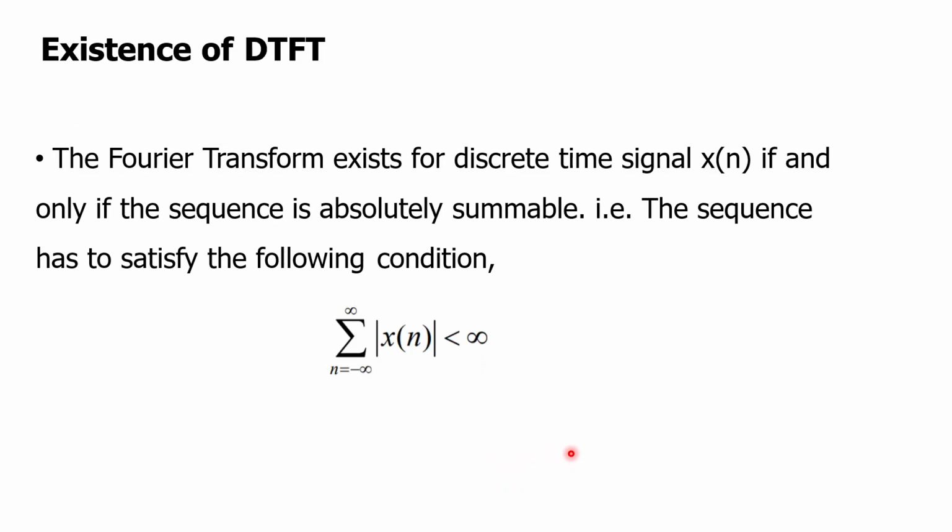So next, existence of DTFT. Likewise for Fourier transform and Laplace transform existence, for DTFT also we are having existence of DTFT. So if the given signal is absolutely summable, then only it will have DTFT. Mathematically how we can represent means, summation over minus infinity to infinity modulus of x of n will take finite value. It should not tend to infinity. Then only the signal will have its transformation, otherwise it won't have DTFT.